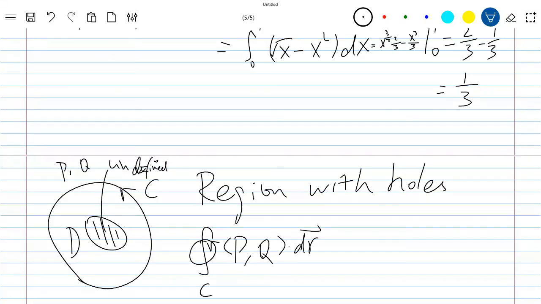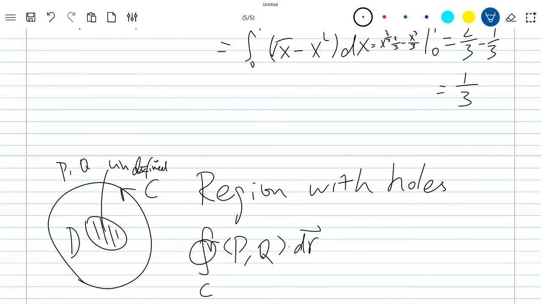Well, you may say it's undefined. How can we do it? Well, even if it's undefined in this shaded area, along the curve C it's defined. So this integral is still well defined. It's just that the Green theorem does not apply directly, right?